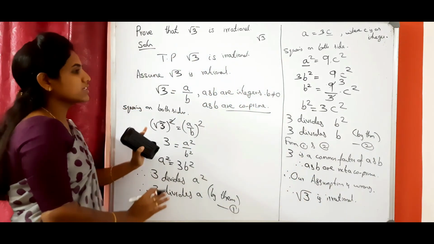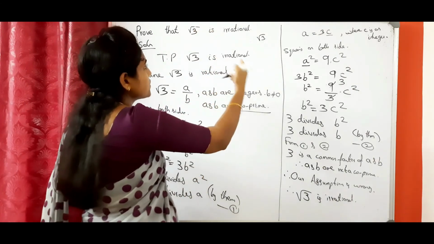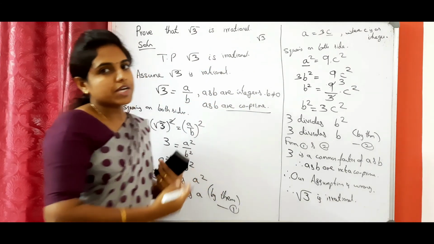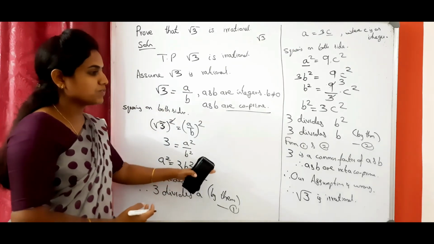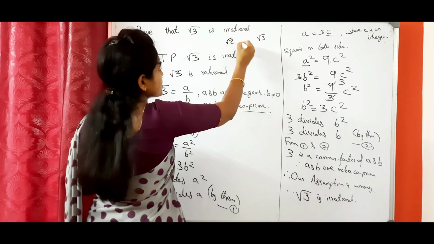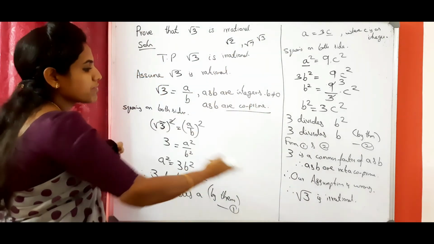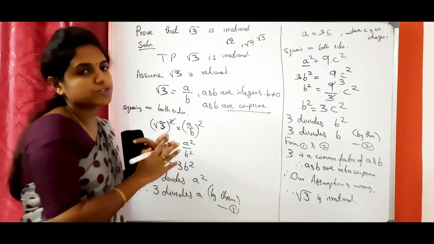Same method only. If you know any one problem, you can do root 3, root 2, root 5, any number you can apply. So this is a very easy problem. Suppose they give root 2 also, same method, root 7, root 5, root 3, same method only, we need to prove that. So this is the easiest problem.